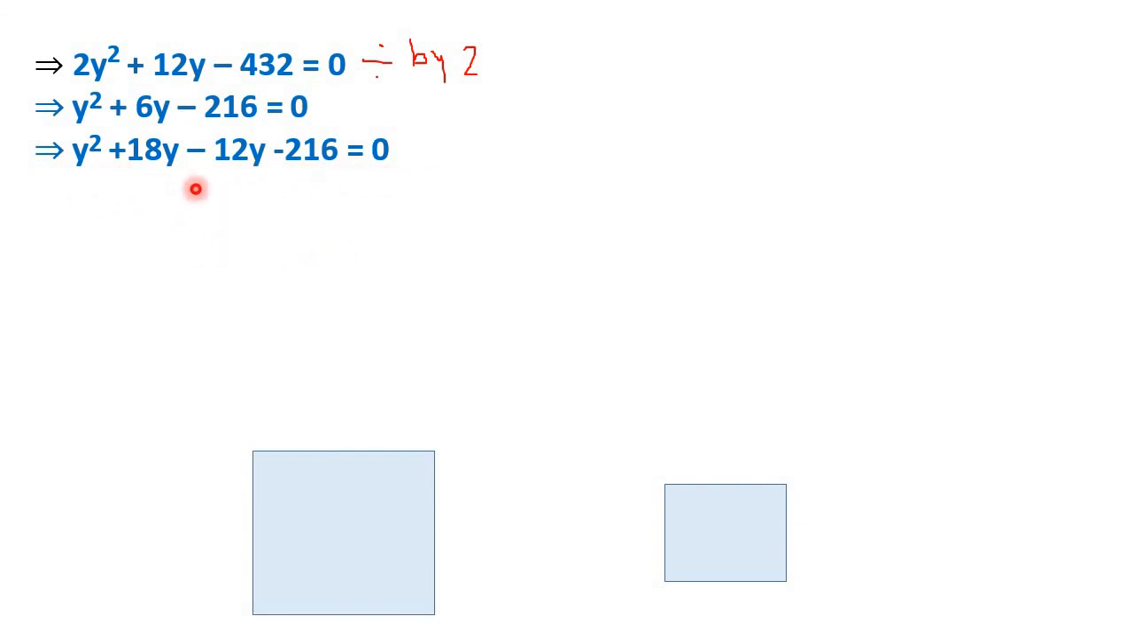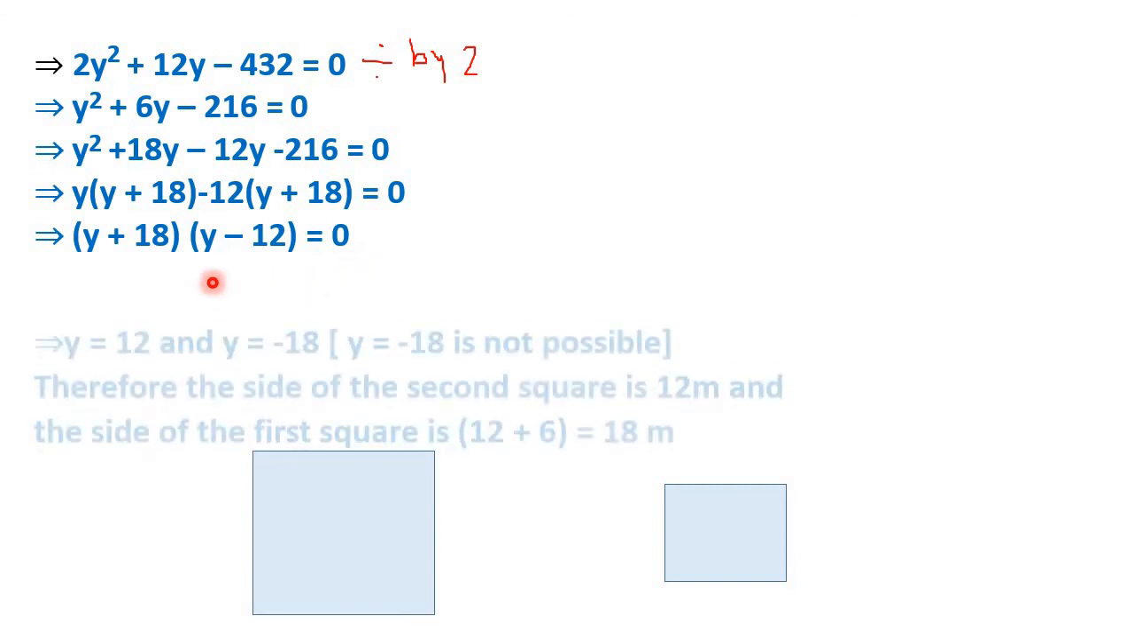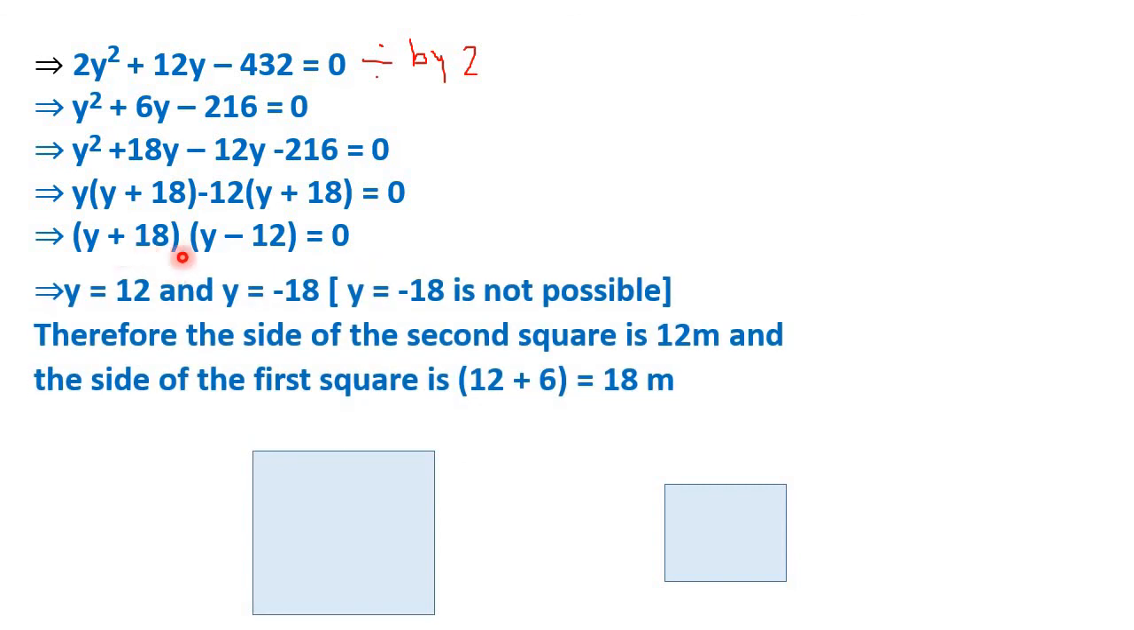Now group two terms and take common. Then you will get y into y plus 18 minus 12 into y plus 18 is equal to 0. Here y plus 18 is common. Then you will get y minus 12 is equal to 0, and y plus 18 is equal to 0. It becomes negative, y is equal to minus 18. Y minus 12 is equal to 0 gives y is equal to plus 12. And y cannot be negative. Therefore, the side of the second square is 12 meters.